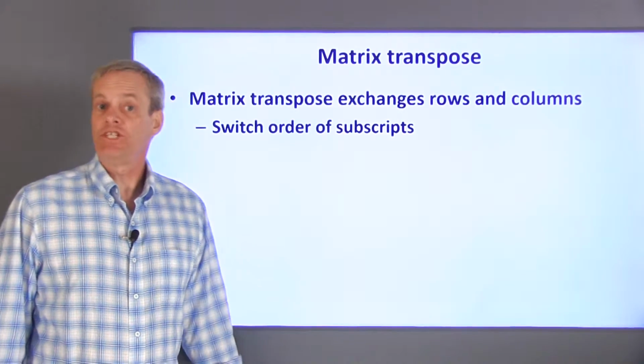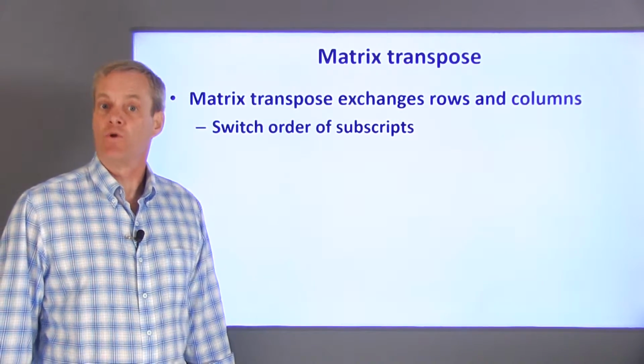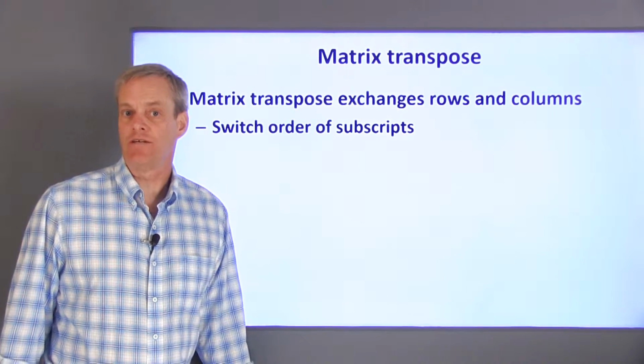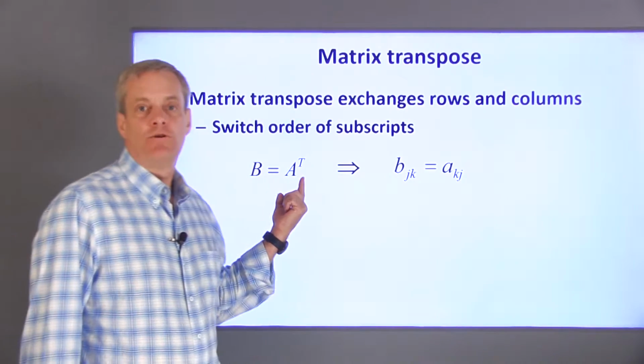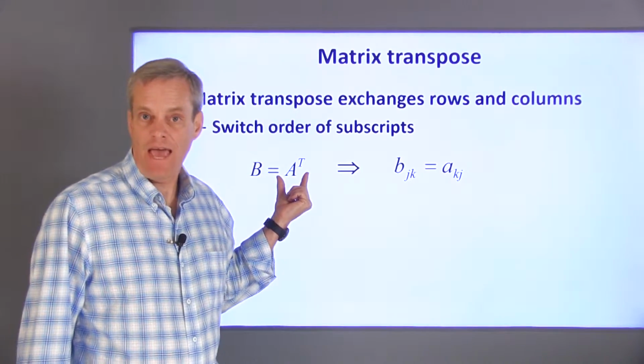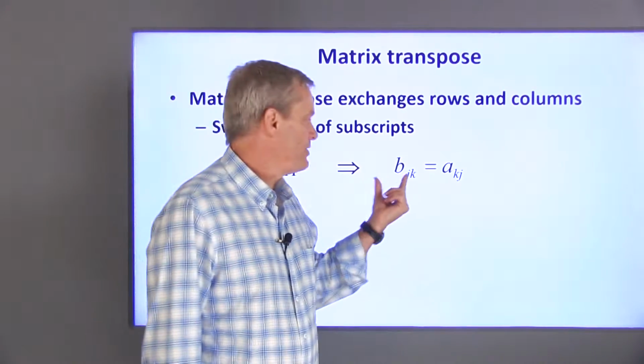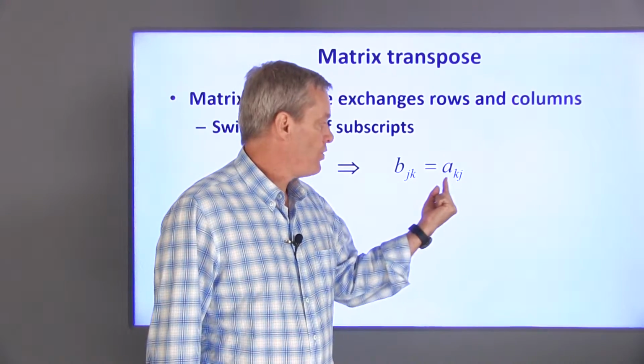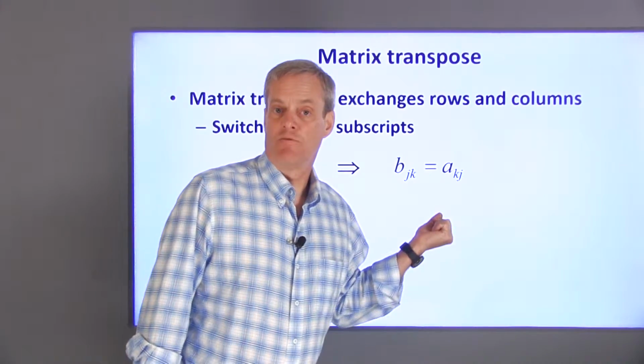Transposing an array simply changes the array subscripts so that the rows and columns of the array are exchanged. The symbol for transpose is a superscript T. So if B is the transpose of A, the subscripts of the B matrix are reversed. Rows become columns and columns become rows.